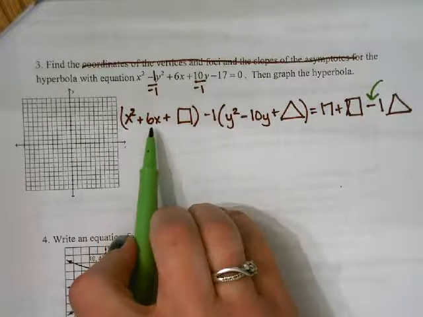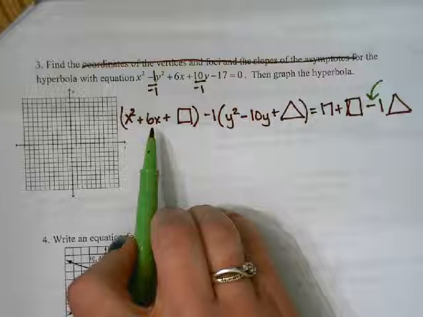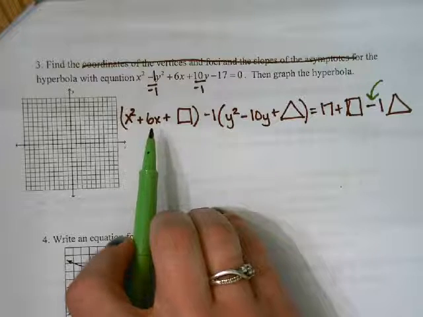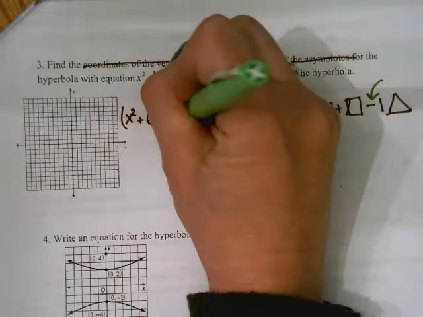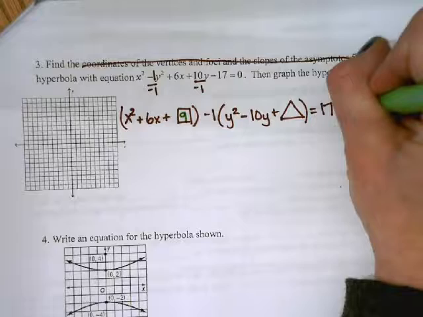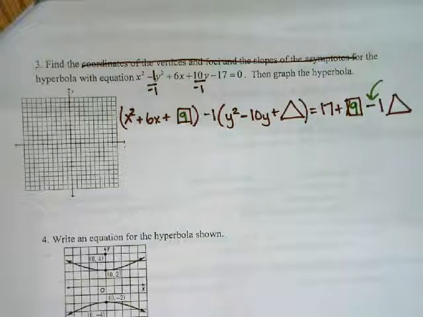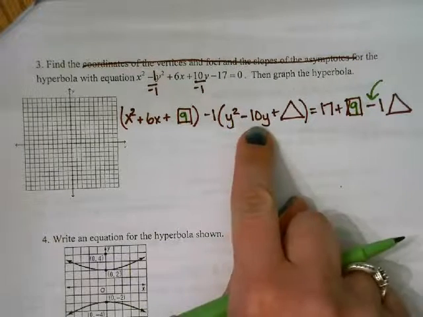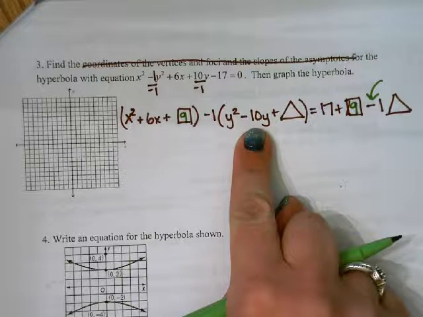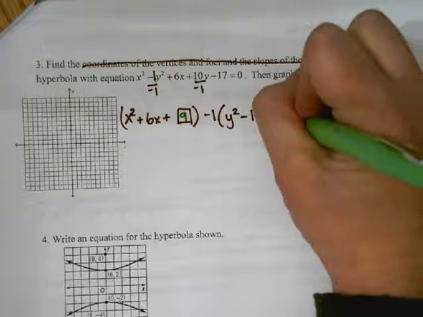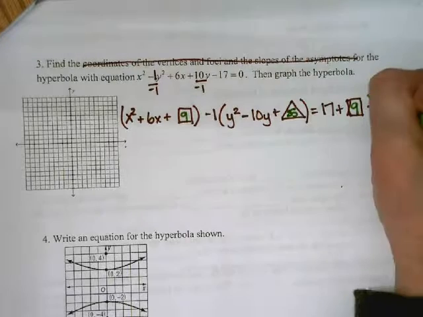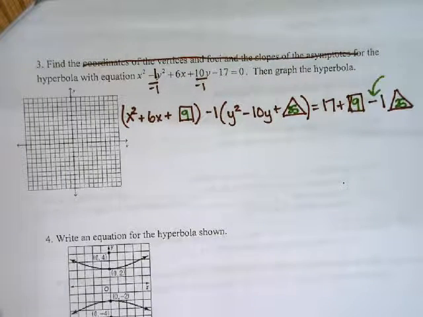All right, so my b here is 6 divided by 2 is 3, square it, 9. 10 divided by 2 is 5. Square it, it's 25. Ooh, that's really hard to see, sorry.